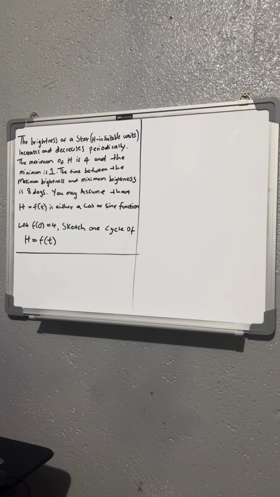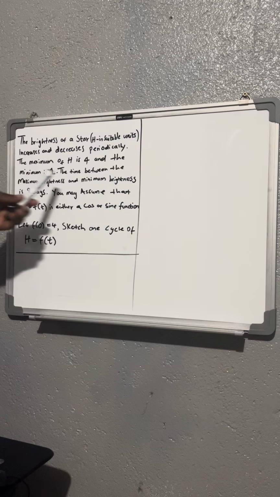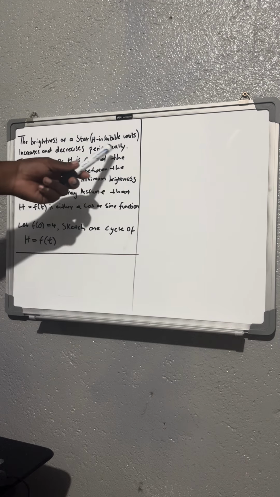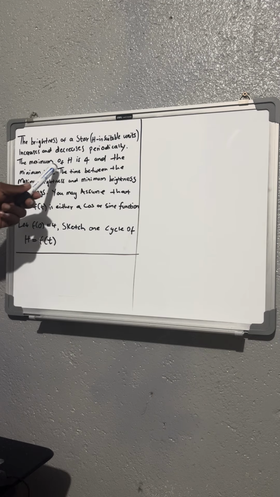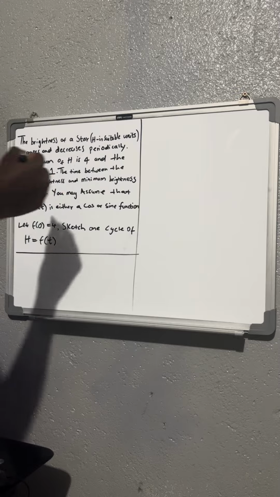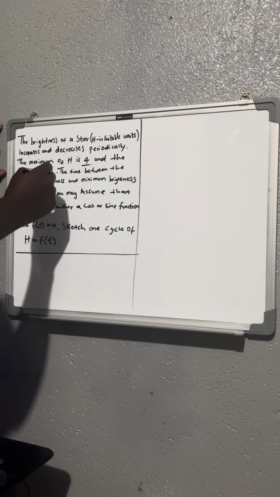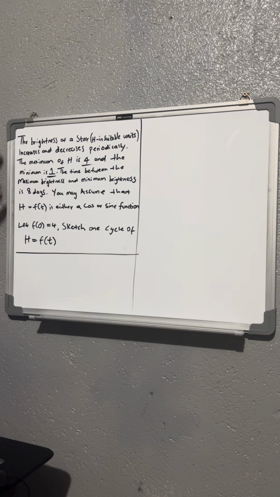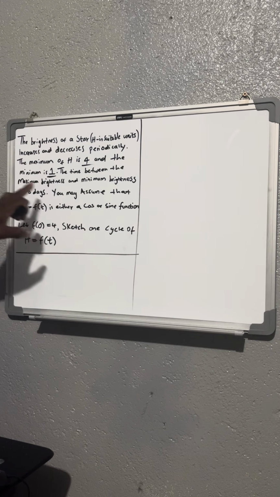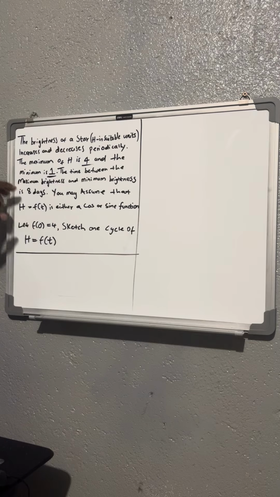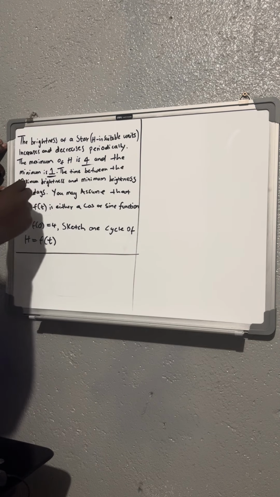So this example reads, the brightness of a star H in suitable units increases and it decreases periodically. The maximum of H is 4. The maximum is 4 and the minimum is 1. So they say the time between the maximum brightness and minimum brightness is 8 days.